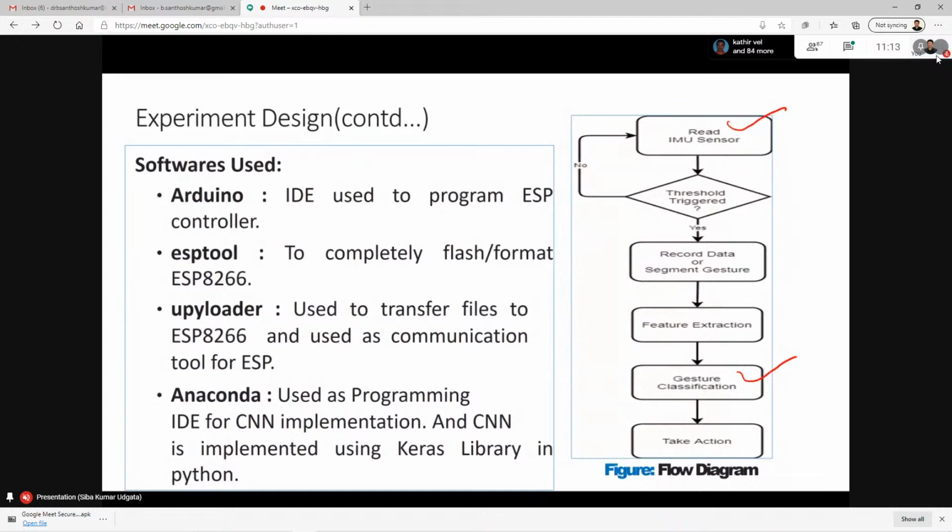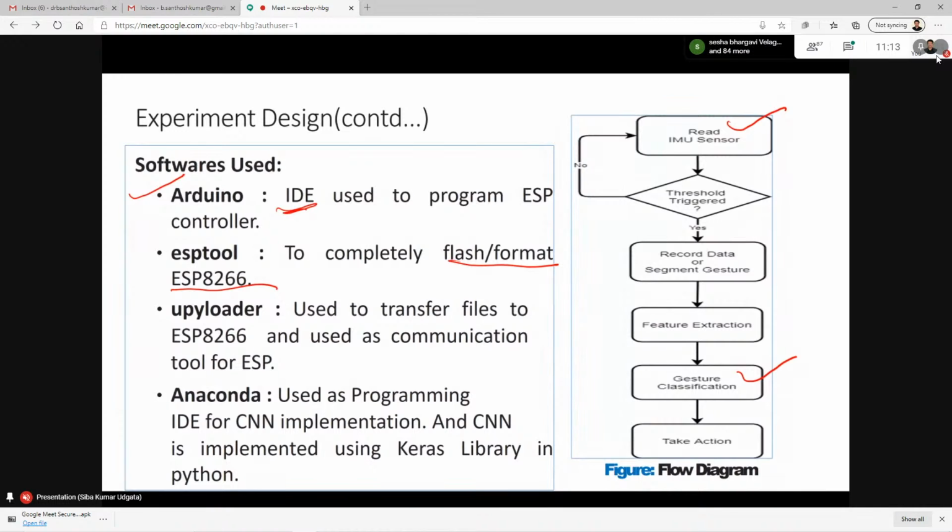We have used the Arduino IDE, Integrated Development Environment, to program the ESP controller. ESP tool is software by which we can put the data into the ESP8266, so it can flash. uPyLoader also, you can transfer the files.